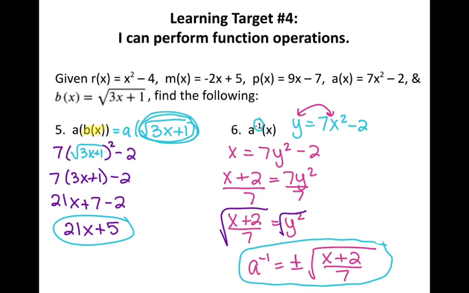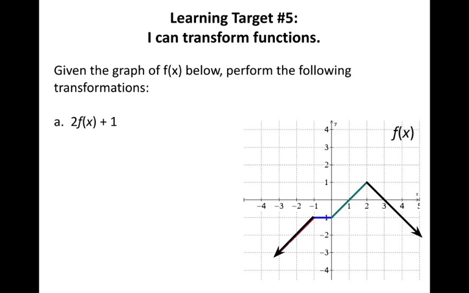Last learning target, transformations. So I'm going to go ahead and pick points. I like to work with specific points. Some of these questions I'll make a table. Others I will not, and I'll explain which scenarios I make a table and which ones I don't. This one I'm going to make a table, and the reason is because I'm dealing with some multiplication over here. So this is a vertical stretch of 2, and I'm also moving up 1.